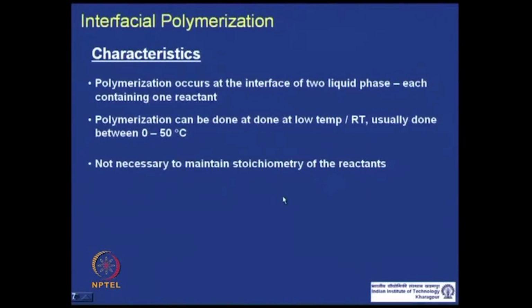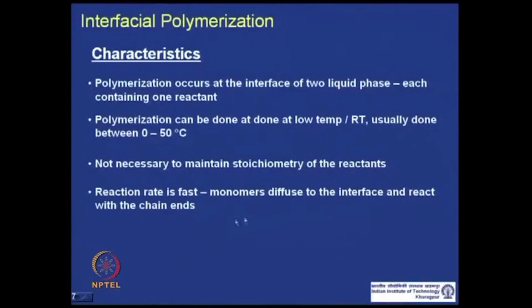Now, because the reaction is happening at the interface, and at the interface one reactant is reacting with the other reactant, you need not maintain a stoichiometry very close to 1:1 like in the linear polycondensation reaction, because the stoichiometry at the interface is always maintained at 1:1. The reaction is not happening in the bulk phase of the two monomers, it is happening only at the interface. So, you do not need to make an effort to maintain the stoichiometry of the two monomers close to 1:1.